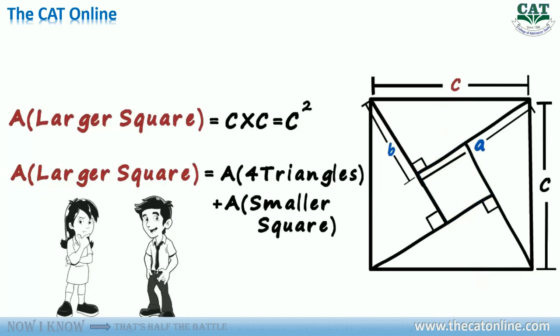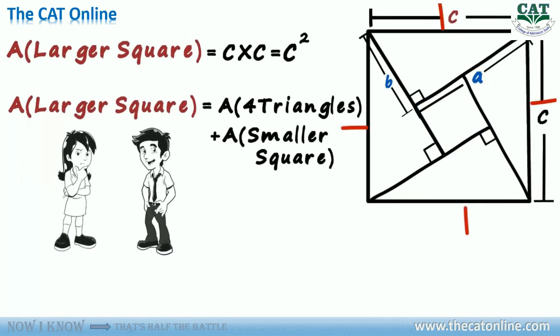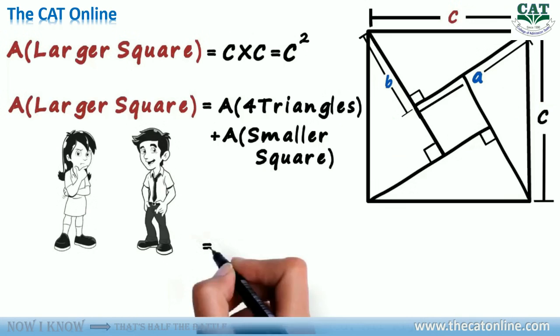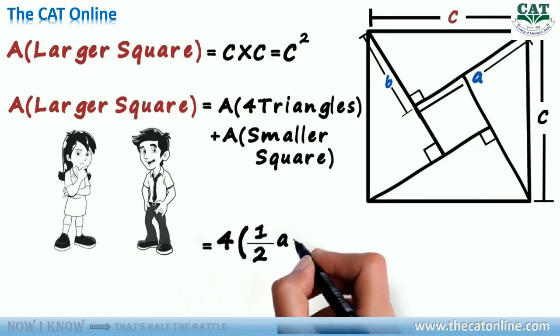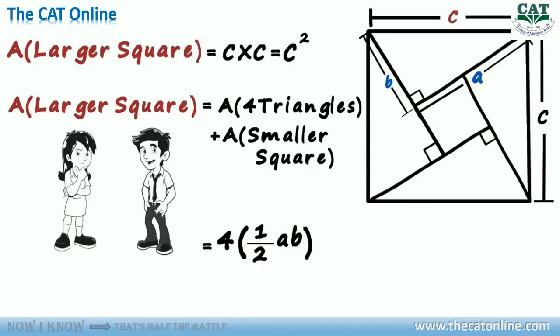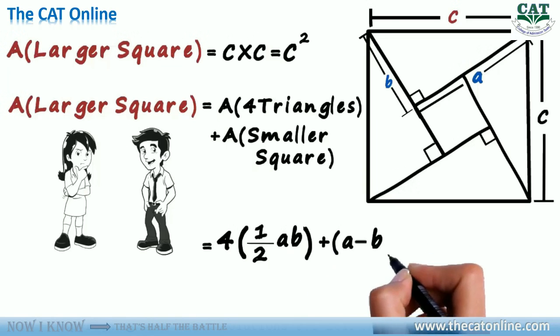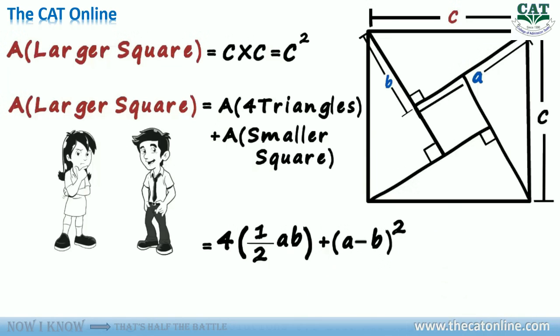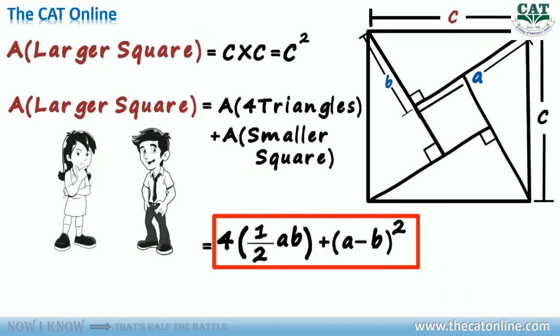First, let's look at the triangles. Each of the triangles has their height as a units and their base as b units. So we can write the total area of the 4 triangles as 4 times half ab. But what is the area of the smaller square formed in the center? As the length of each of its sides is a minus b, its area will be (a minus b) the whole squared. All we need to do now is work this out.